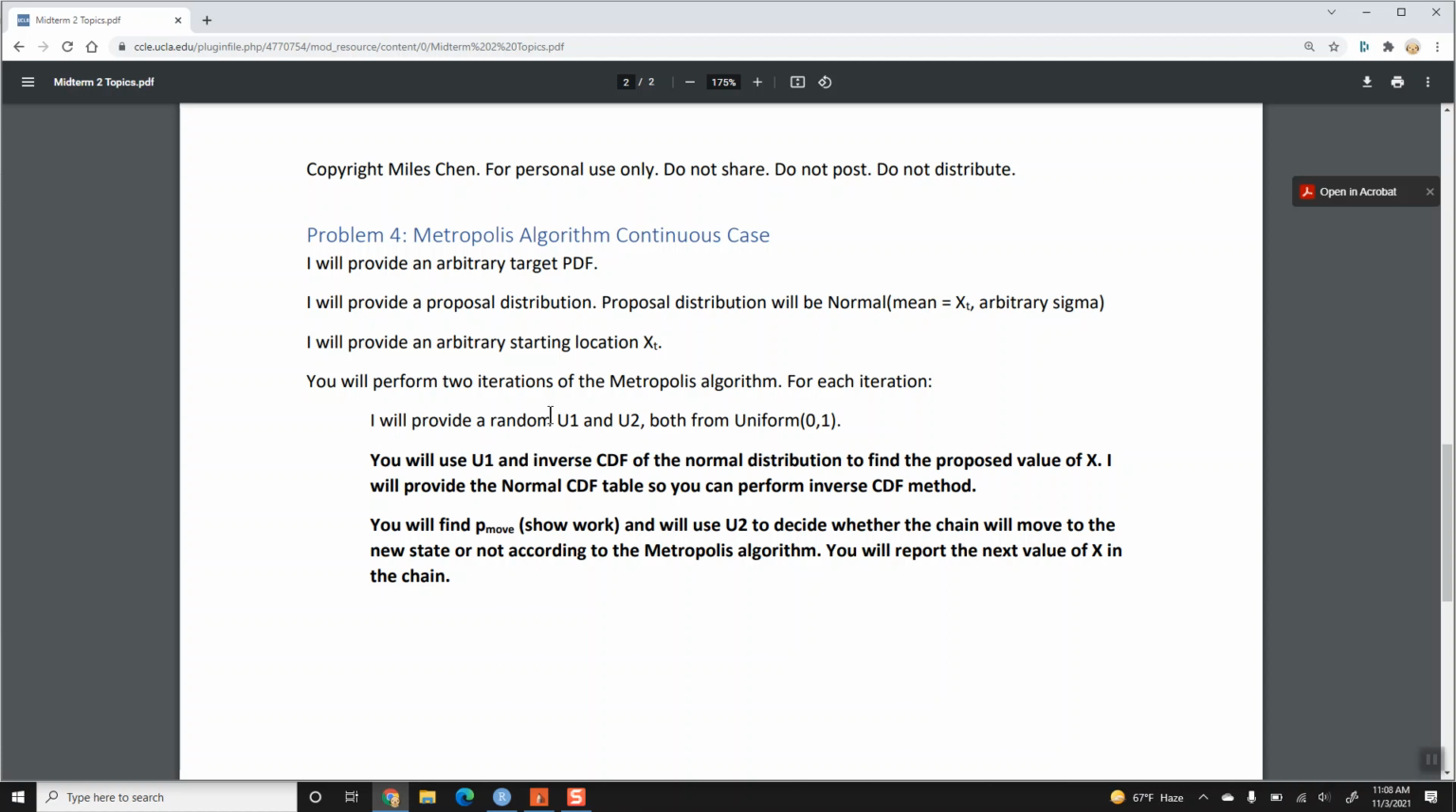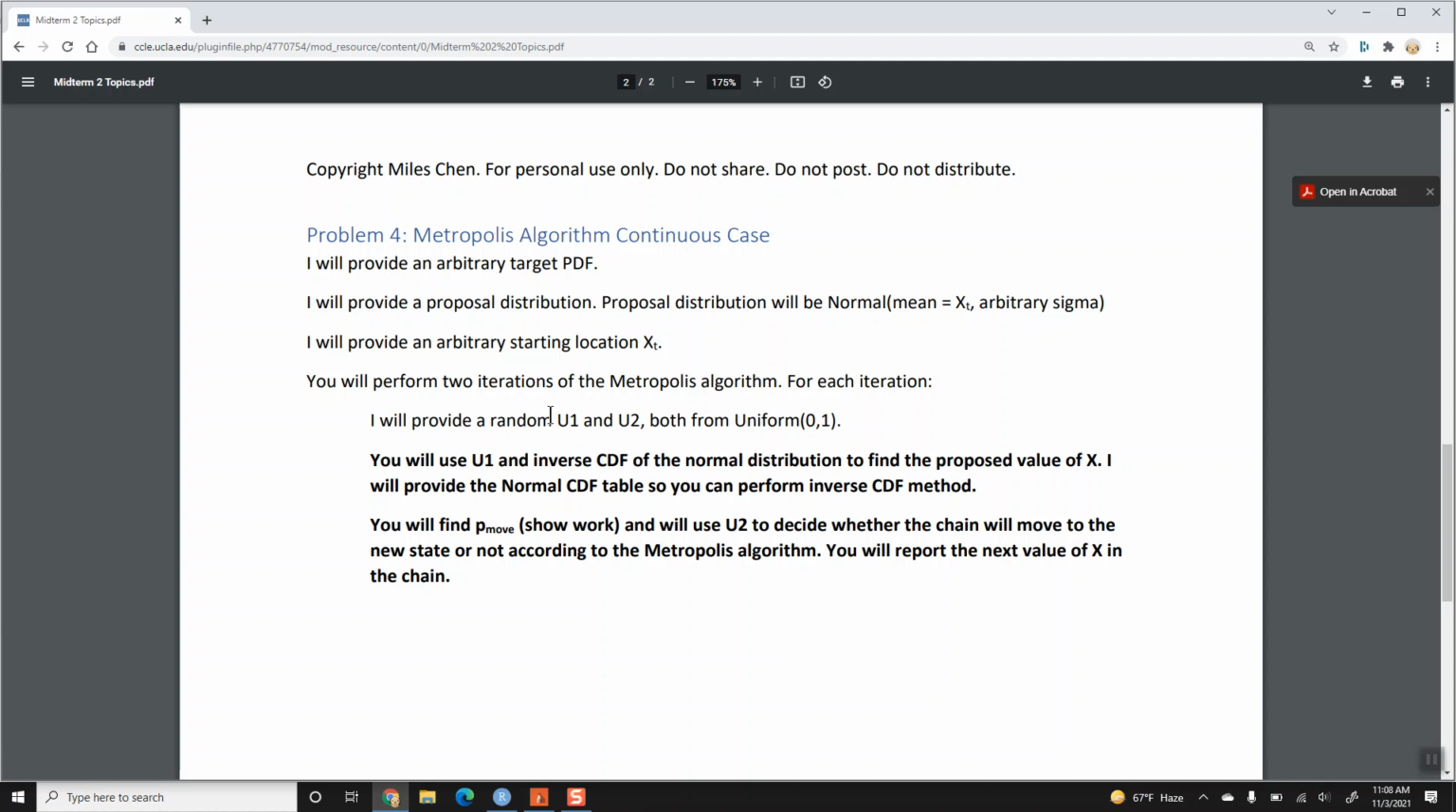proposal distribution will be a normal distribution with mean at the current location x at time t, and I will provide some arbitrary sigma value. Okay, and I will provide an arbitrary starting location x at time t. And you would perform 2 iterations of the Metropolis algorithm, okay? So for each iteration, I'll provide a random U1 and a U2, both of them come from the uniform distribution. You'll use U1 and inverse CDF method to find the proposed value of x, okay?